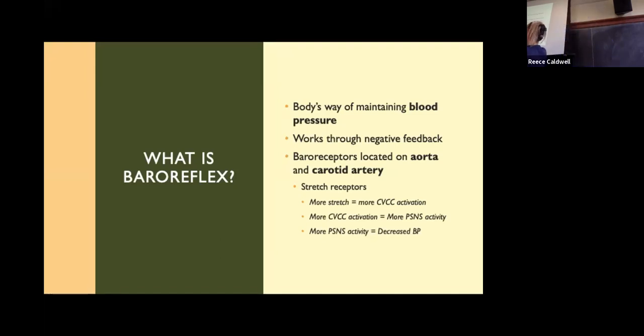There's a couple connections to make here. If the vessel is being stretched more, that means we have a higher blood pressure. If we have more pressure, that vessel is going to stretch more. Whenever that's happening, we want to bring that blood pressure back to normal. So more stretch, we need to decrease blood pressure. More stretch, we need to increase PSNS activity so we don't release epinephrine and norepinephrine, causing the heart to beat too hard. One other thing to note is that the cardiovascular control center is located in the medulla oblongata, in the brainstem.